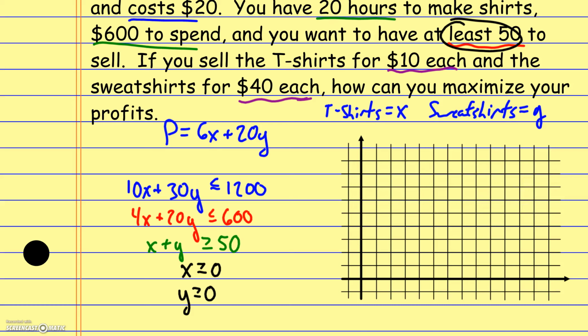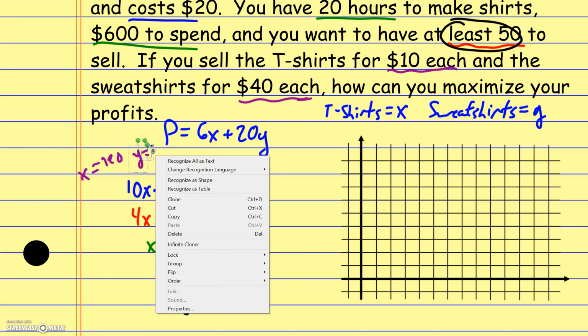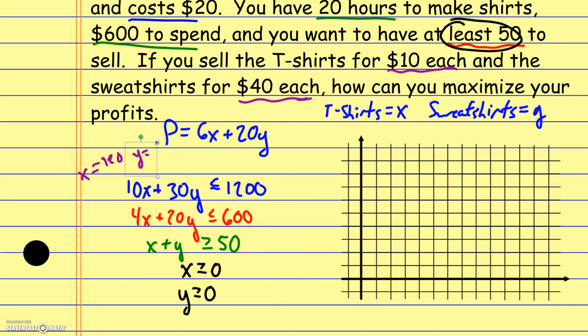Now when I go to graph this thing, I can see that I'm going to have some pretty large values in here. For this one, I would start by graphing my x and my y intercepts, and I can see that my x-intercept for this one is going to be 120. My y-intercept for this one is going to be 40. So I'm going to have to scale this thing up appropriately.